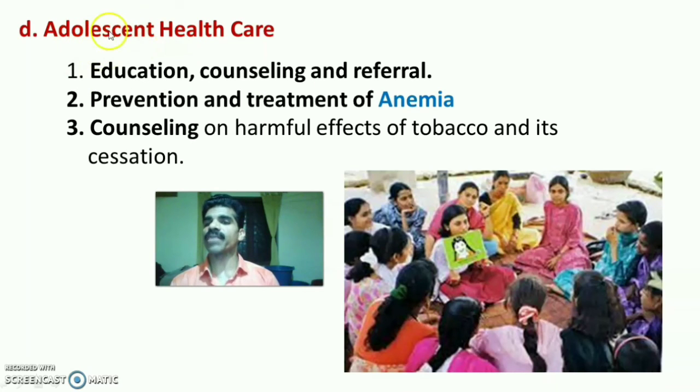The fourth desirable service is adolescent health care. It is providing education, that is health education, counseling and referrals of the adolescents if necessary. Then prevention and treatment of anemia among adolescents. The last one is rendering counseling services, that is counseling on the harmful effects of tobacco and its cessation, or stoppage of using.